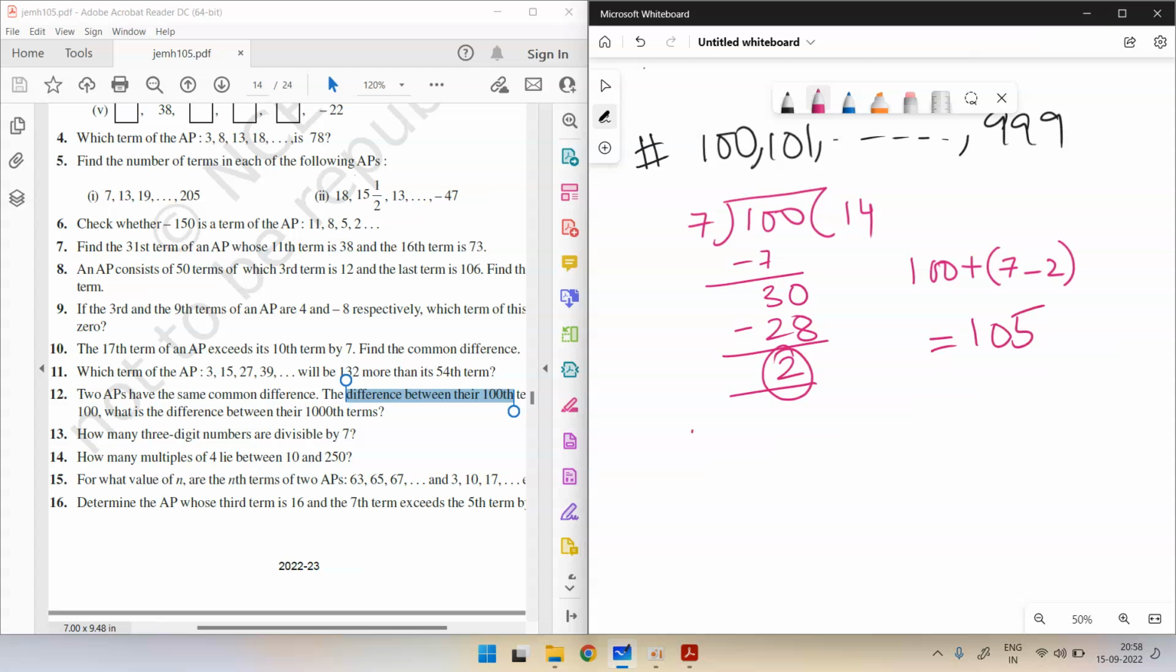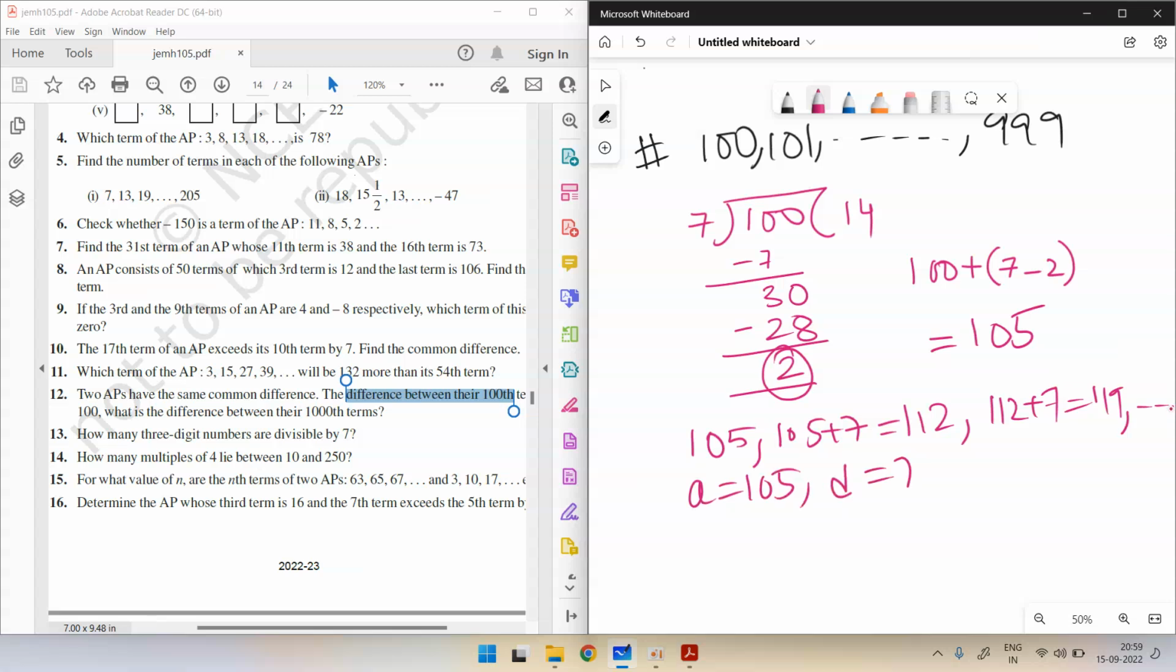Now my series will be 105, then 105 plus 7 is 112, and next is 112 plus 7, which is 119, and so on. So here A is equal to 105 and D is equal to 7. For the last term, you need to check whether it is also divisible by 7.